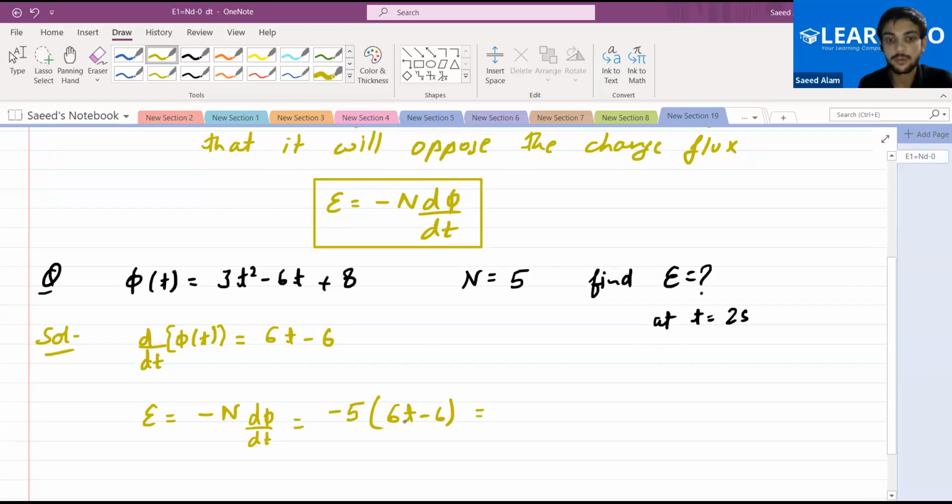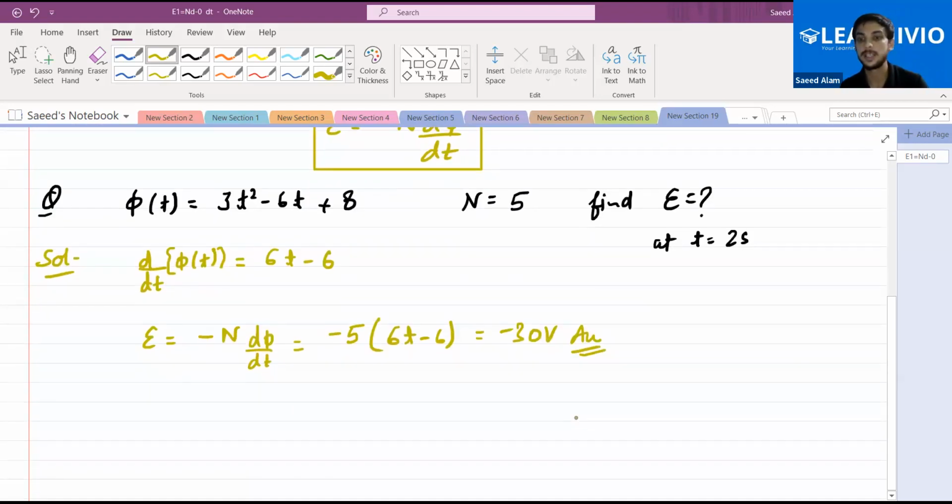Just put the value of 2 here. What will you get? 6 twos are 12. 12 minus 6 will be 6. And that will be minus 30 will be the answer. So minus 30 volt will be the answer here, and this will be the final thing. So actually, this question demands you to apply that particular formula. Otherwise, you'll get a very small chance to see these easy questions.